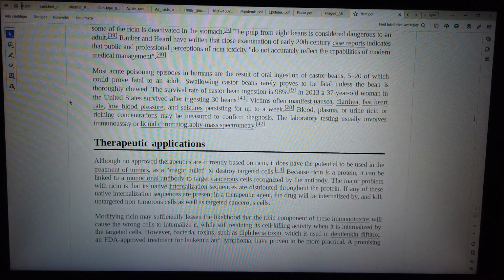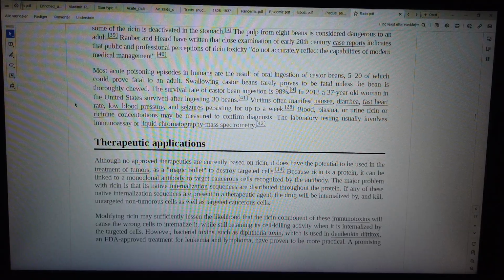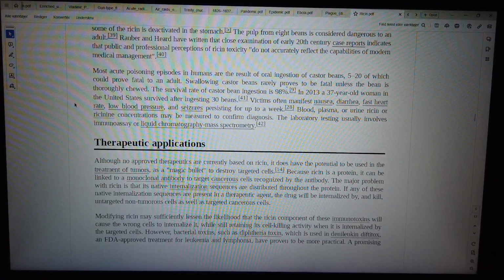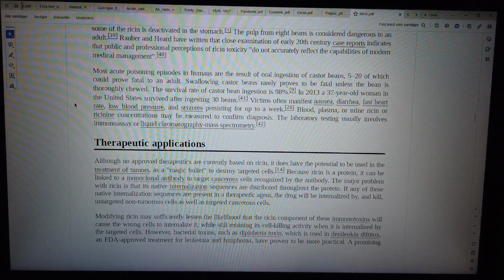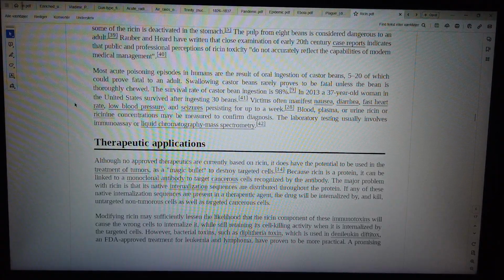If any of these native internalization sequences are present in a therapeutic agent, the drug will be internalized by and kill untargeted non-tumorous cells as well as targeted cancerous cells. Modifying ricin may sufficiently lessen the likelihood that the ricin component of these immunotoxins will cause the wrong cells to internalize it, while still retaining its cell-killing activity when it is internalized with targeted cells.